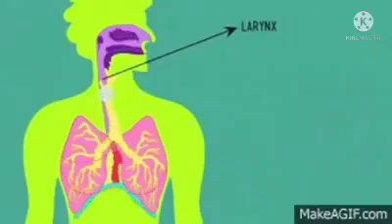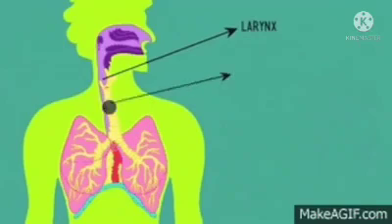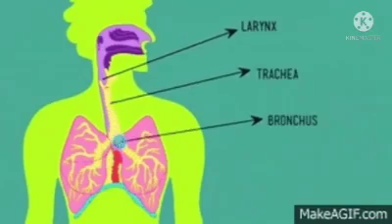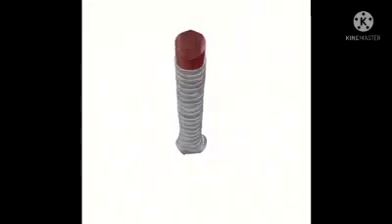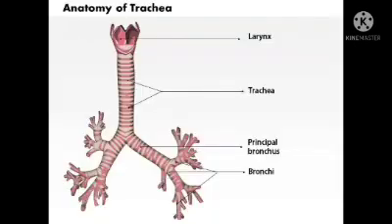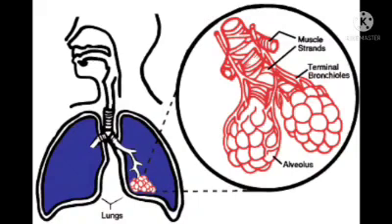Children, the air from the pharynx reaches the trachea or windpipe. The trachea is made of muscles and elastic fibers with rings of cartilage. The trachea divides into two bronchi which enter each lung. They further divide into branches called bronchioles.